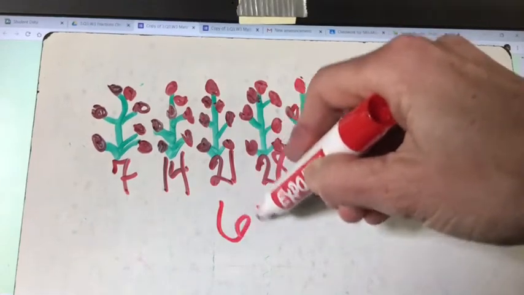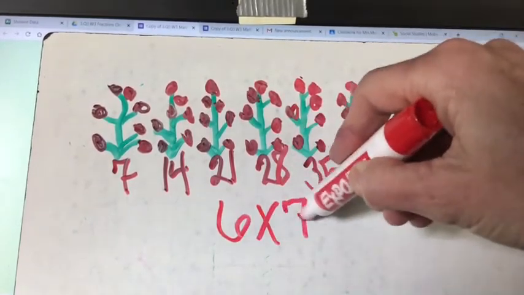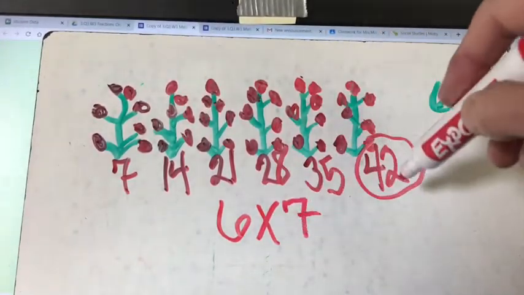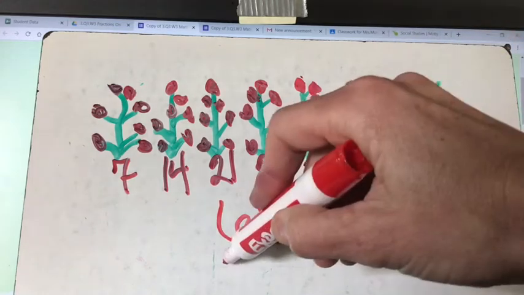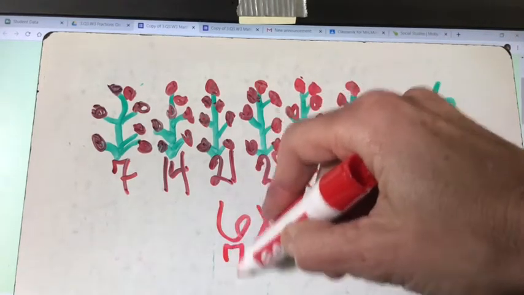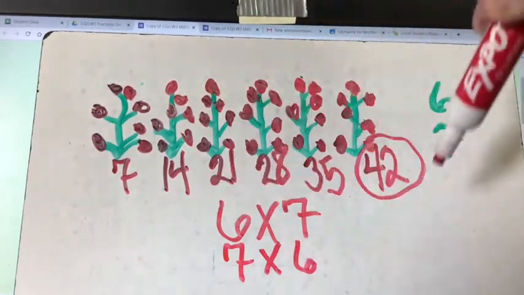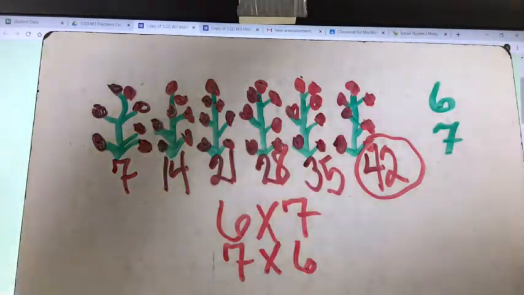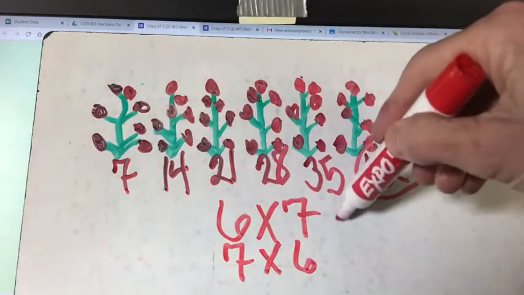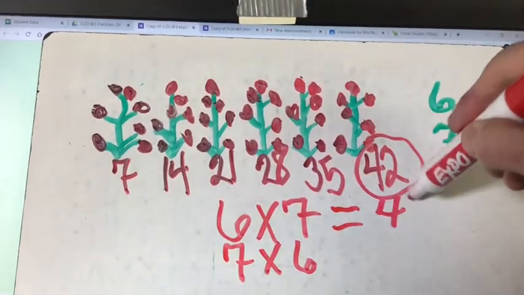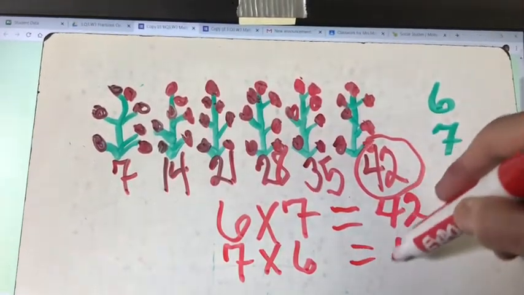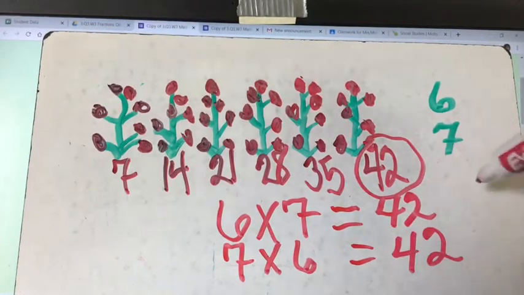Or you could have done 6 times 7 or 7 times 6, because we know the commutative property allows us to switch our two factors, 6 times 7 or 7 times 6, and we get 42 total tomatoes is what she grew.